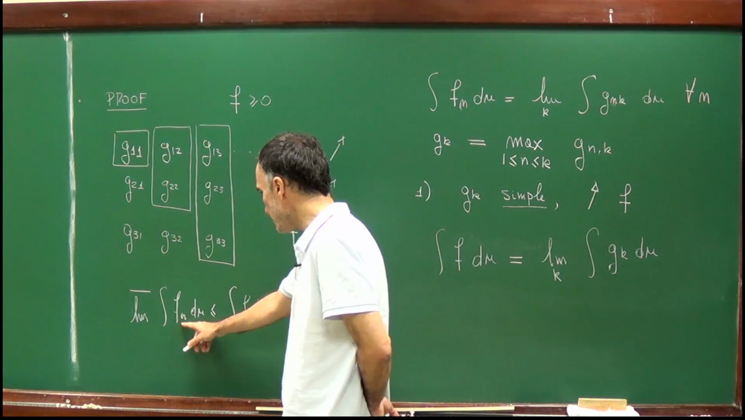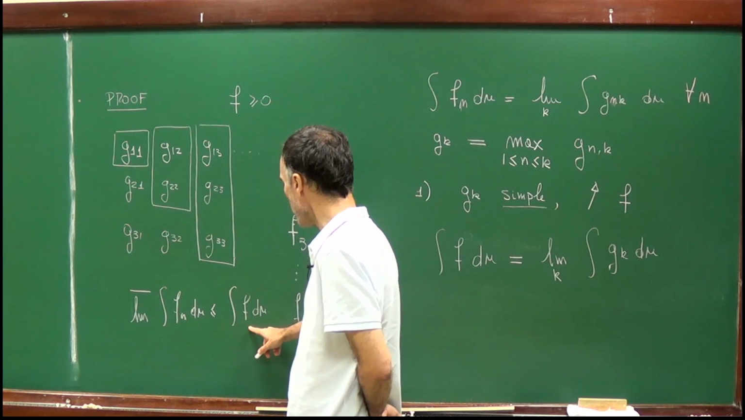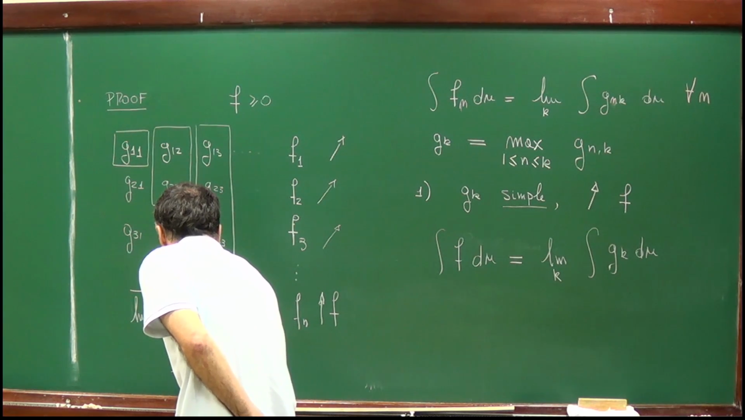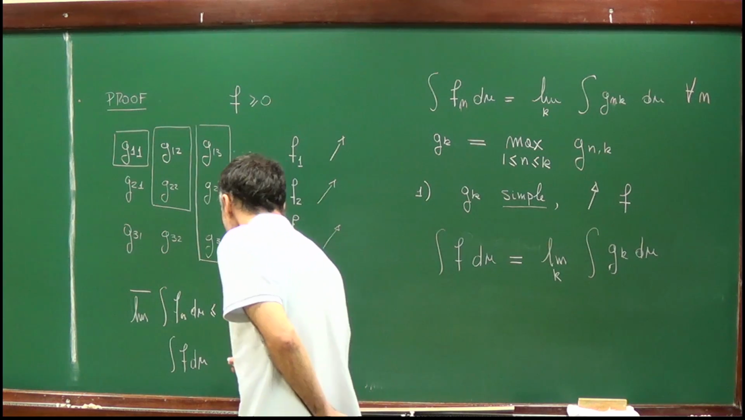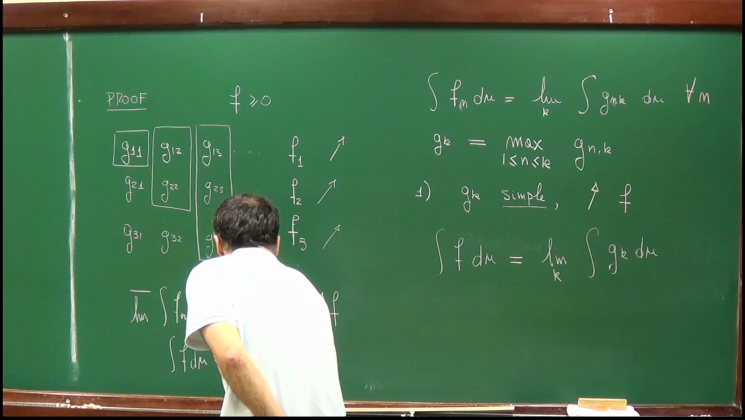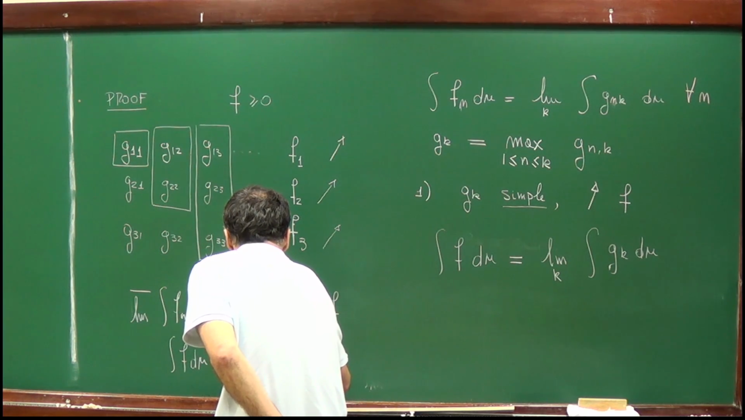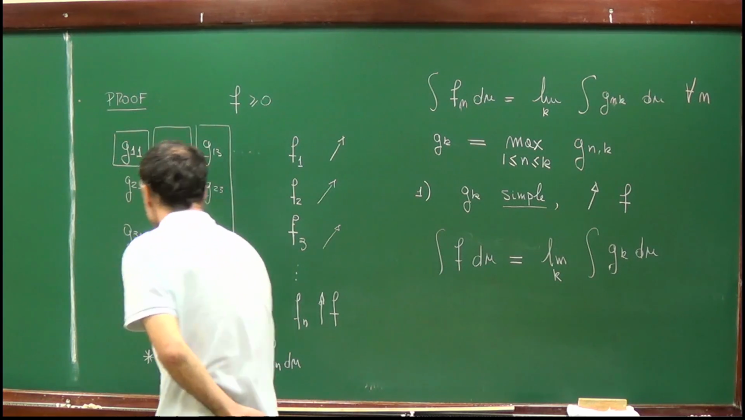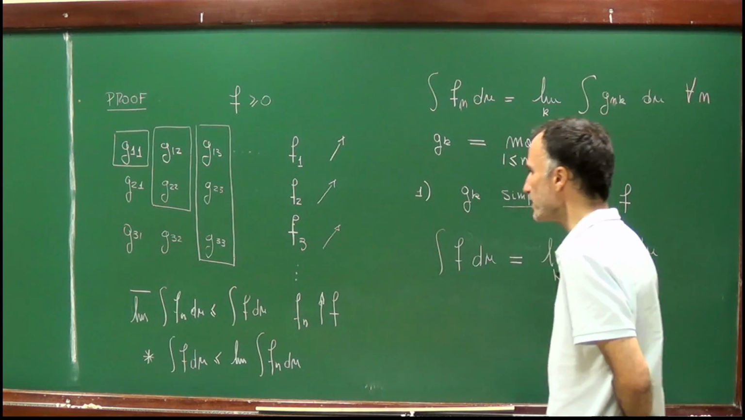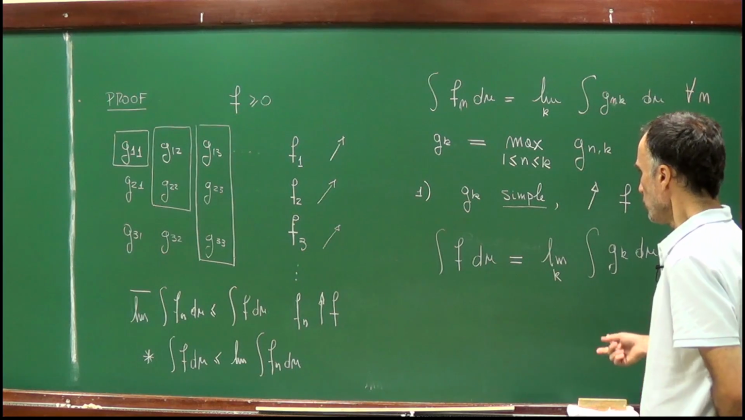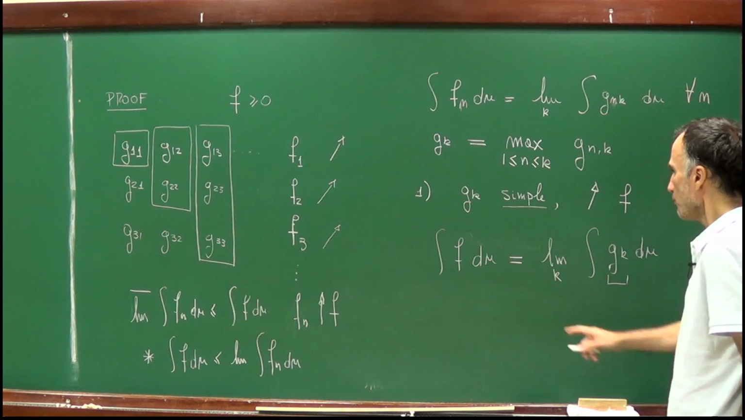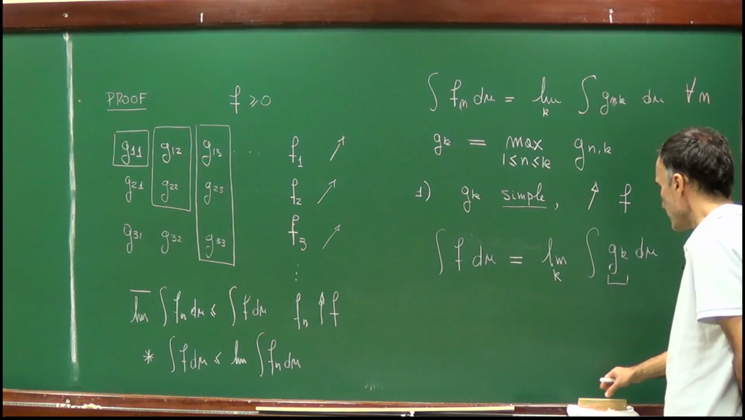So therefore, to prove that the integrals of f_n are converging to the integral of f, what we need to prove is the reverse inequality. So we need an upper bound on the integral of f. So we have to show that this integral is smaller than the limit of the integral of f_n d mu. So this is the difficult point in the proof. The other one is a simple consequence of the fact that f_n is less than or equal to f. Well, so we need an upper bound for that integral.